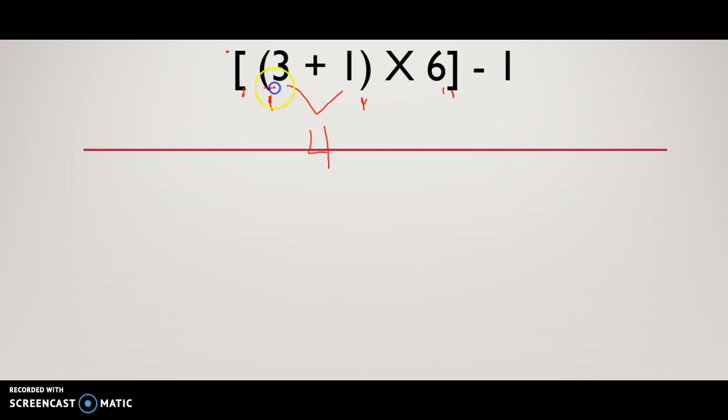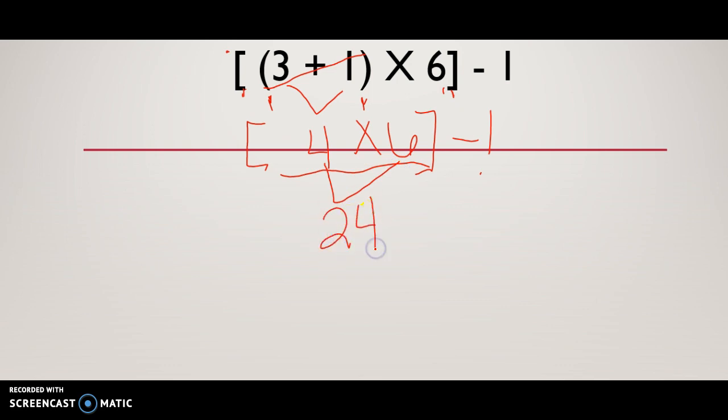I write my answer. I bring down everything that I did not touch. So please make sure you're bringing down those grouping symbols if you have not worked everything inside them. That way you'll know you're still working inside instead of going outside. So the next thing for me to do inside is 4 times 6, which is 24. Now that I'm done with everything inside the brackets, I can move on to the outside, which is minus 1. And that gives me 23.